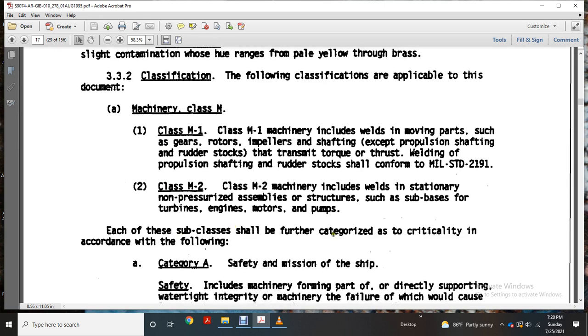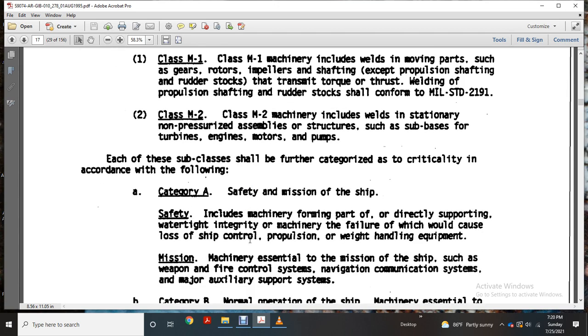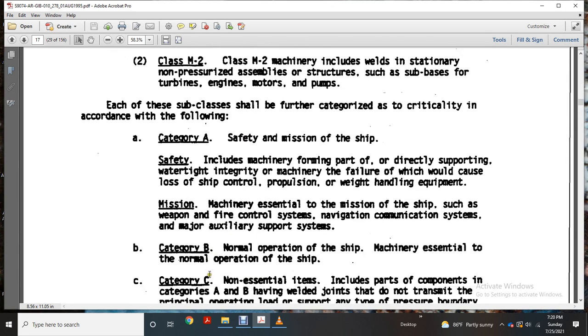These subclasses shall be further categorized and classified in conformance with the following. Category A, safety of the ship. Includes machinery directly supporting the watertight integrity. Machinery failure which could cause the loss of ship control, propulsion, weight handling equipment, mission essential systems, the mission of the ship to fight with the weapon, the fire control system, navigation, communication system, major auxiliary support.